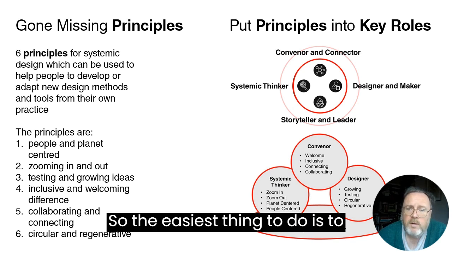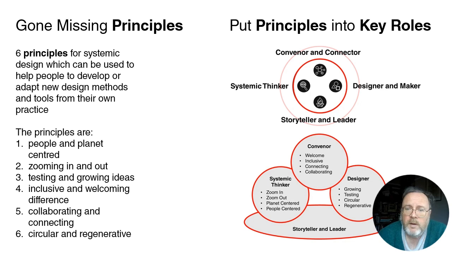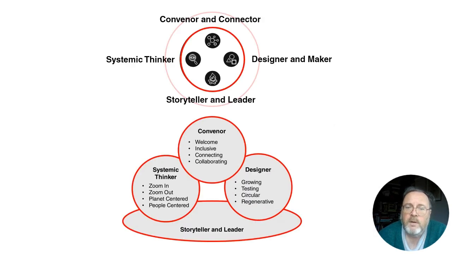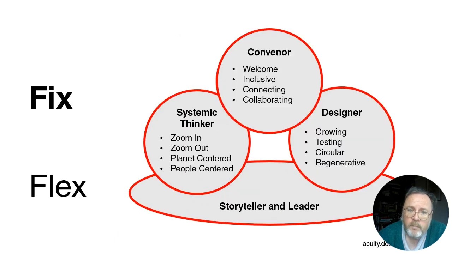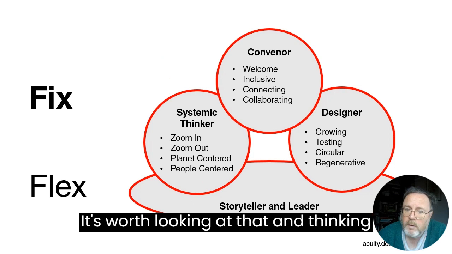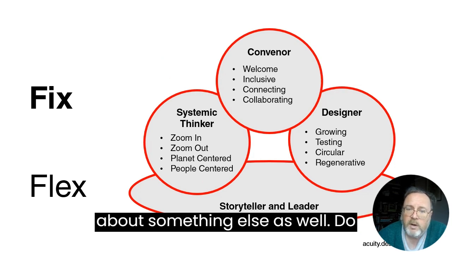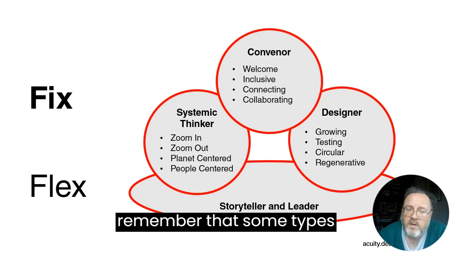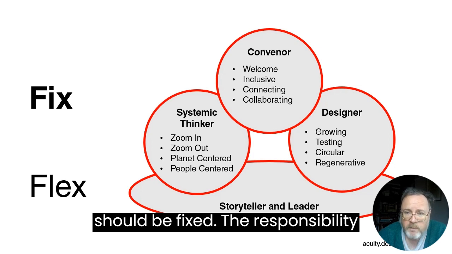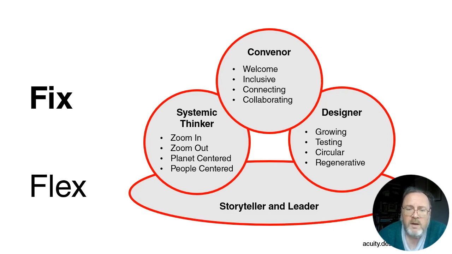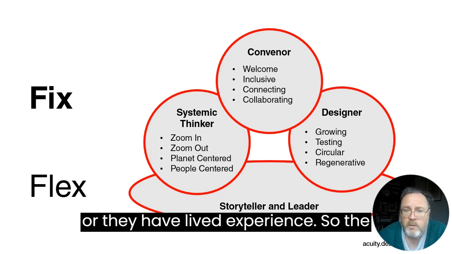So the easiest thing to do is to allocate the principles into the key roles, into those change maker characteristics, so that we actually have somewhere where principles are made into responsibilities within roles. It's worth looking at that and thinking about something as well. Do remember that some types of role, some types of activity should be fixed. The responsibility remains with a certain person because they have specialist knowledge or they have lived experience.